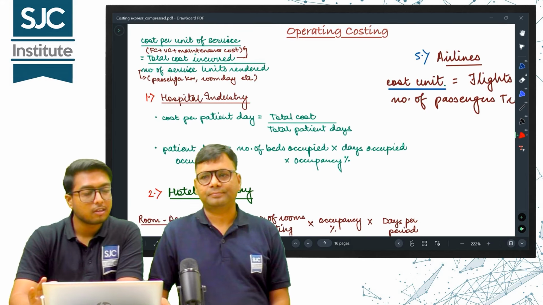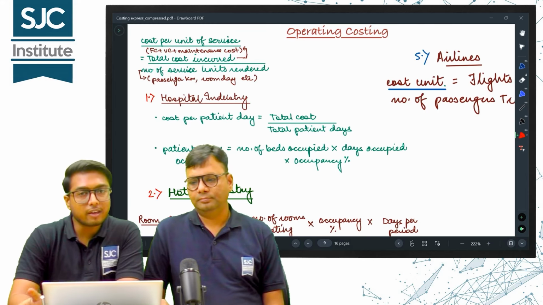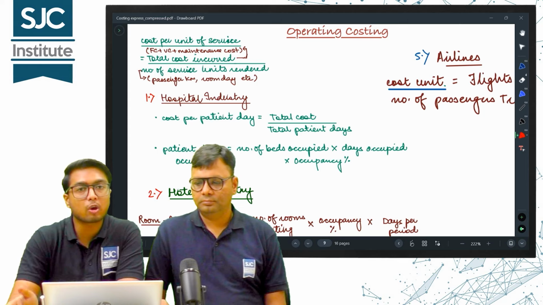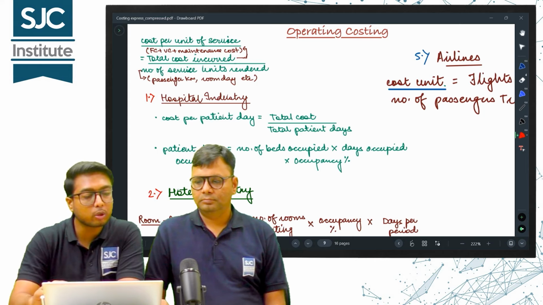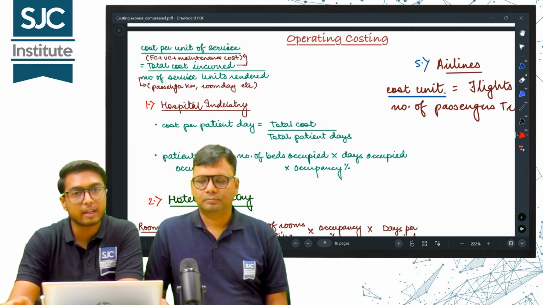Operating costing. Cost per unit of service is equal to total cost incurred divided by number of service units rendered. What are these service units? This is the composite cost unit which we have studied in the operating costing chapter, such as passenger kilometer, room days or patient days. How to compute the total cost? That includes fixed cost plus variable cost plus the maintenance cost.